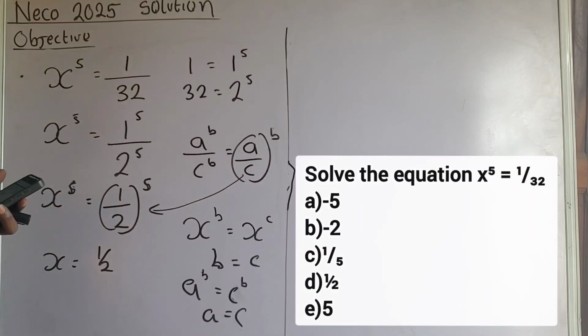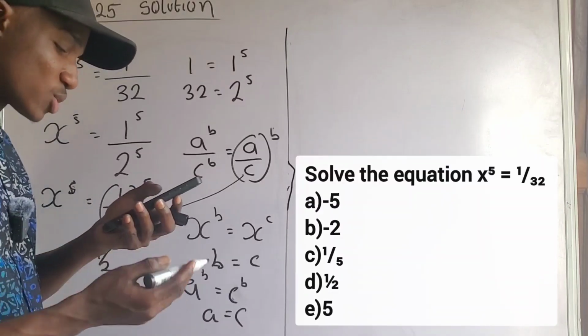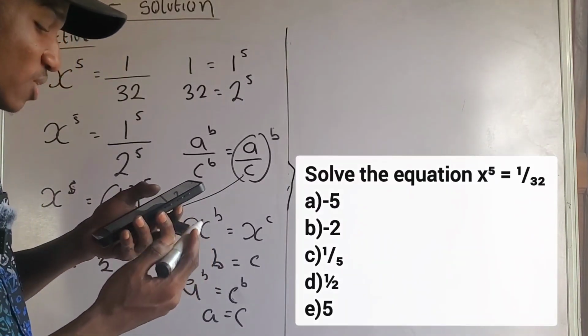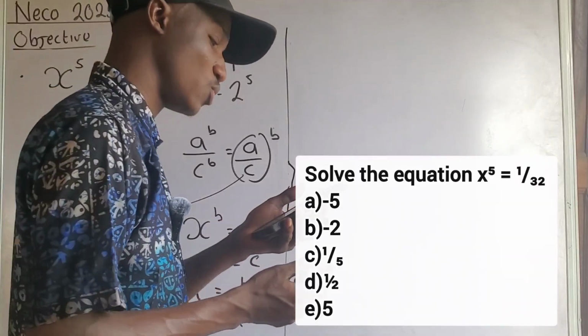The correct option is option D. Option A is 1 minus 5. Option B minus 2. Option C 1 over 5. Option D 1 over 2. Option E 5. The correct option is 1 over 2. Do you understand?